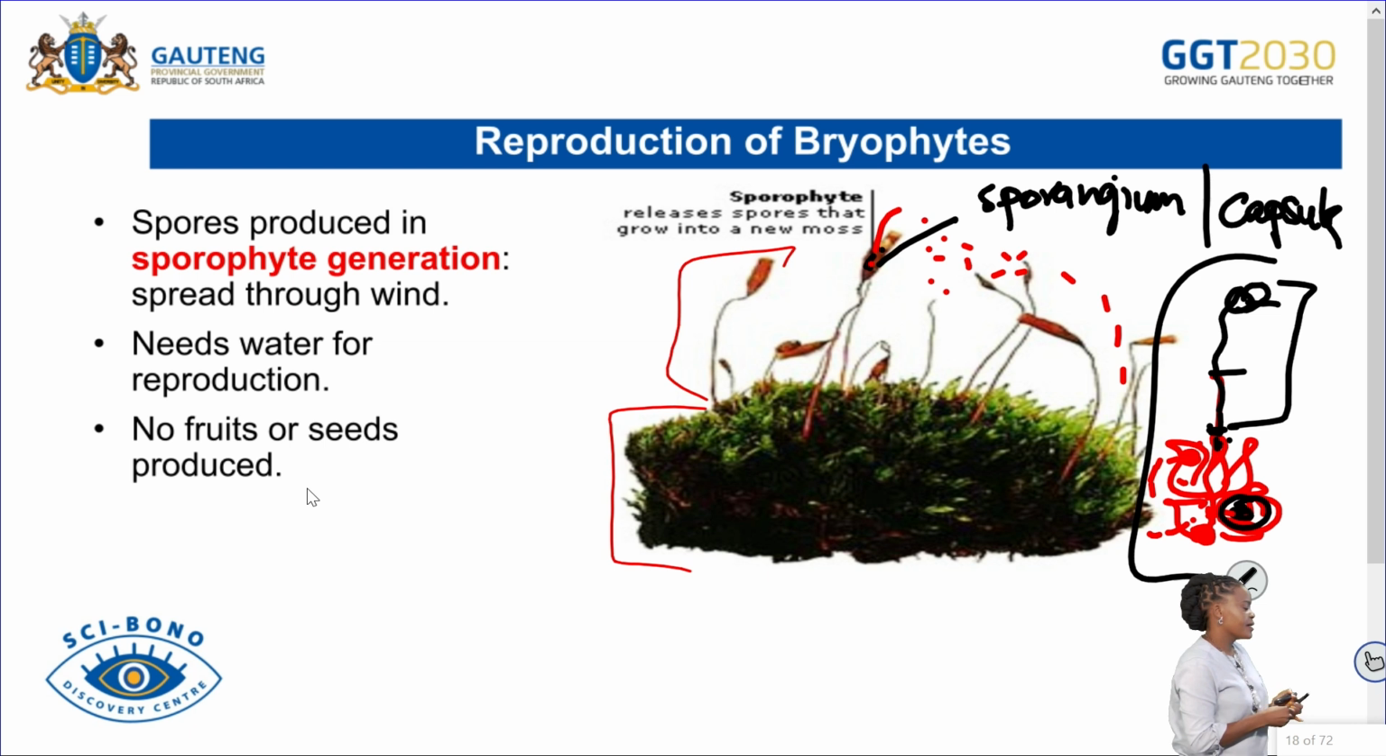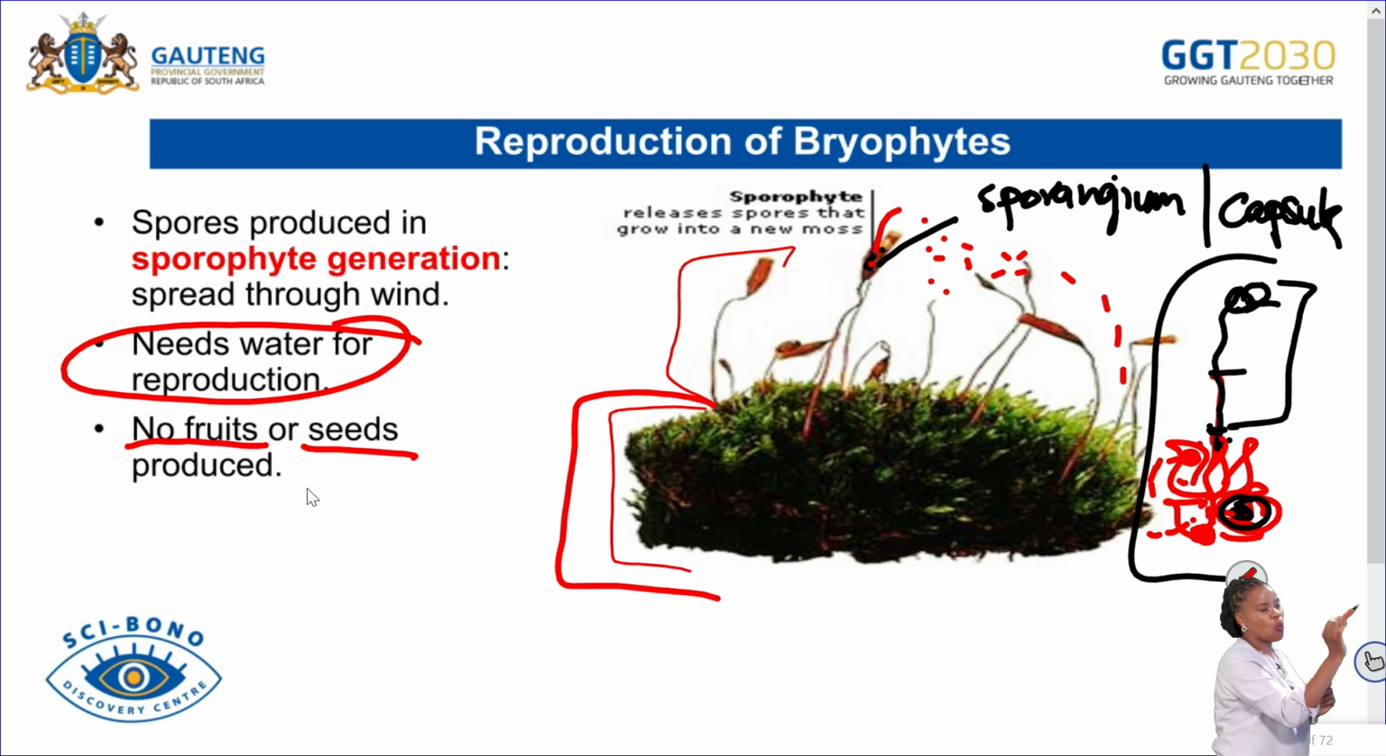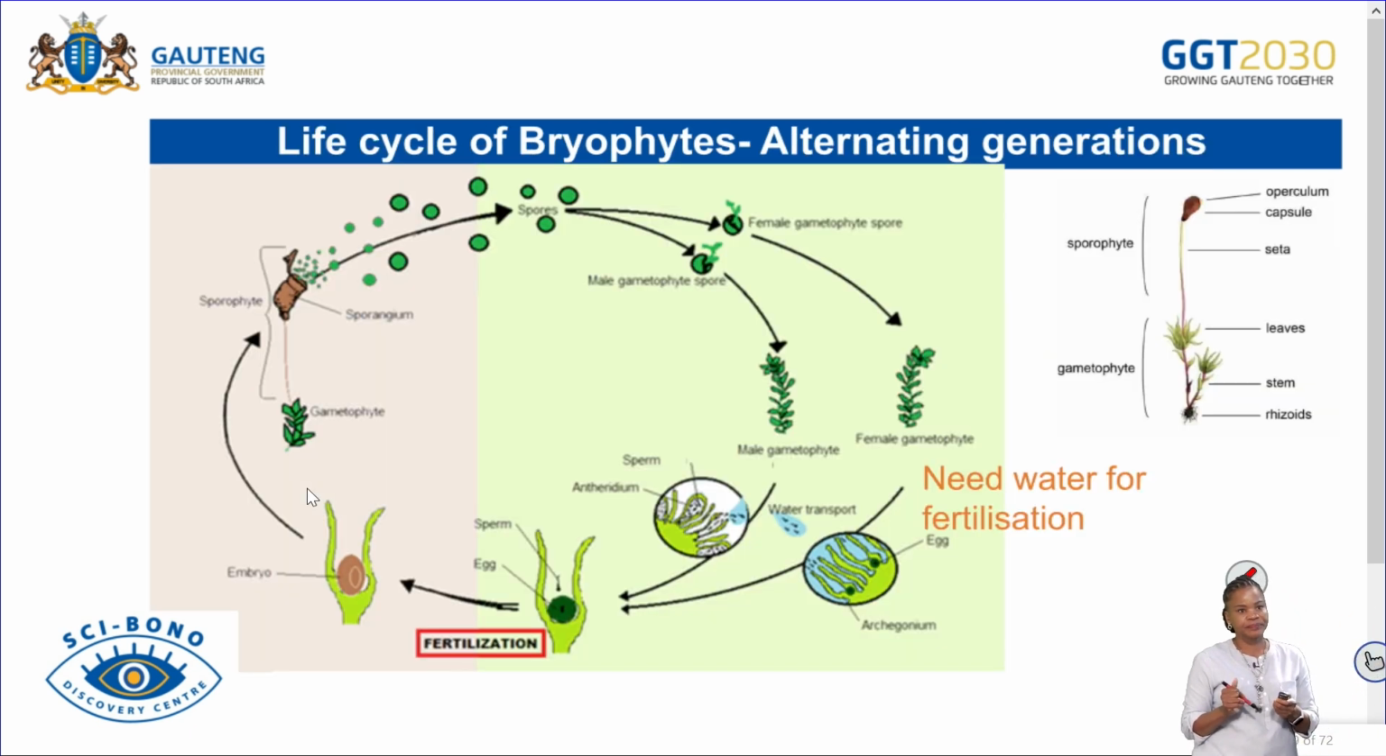Now, what is happening with the moss is that mosses do not bear fruits. They also do not produce seeds. And then we can see very clearly that water is very, very essential for reproduction in the bryophytes. Why? So that the sperm cells can be able to swim from the male gamete to get into the female gamete, where fertilization will take place.